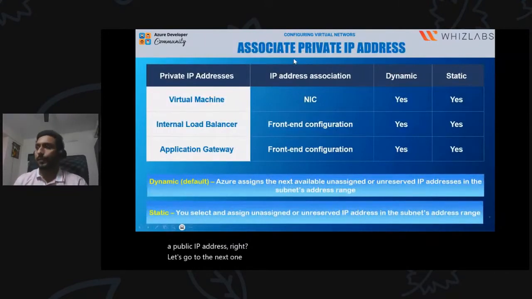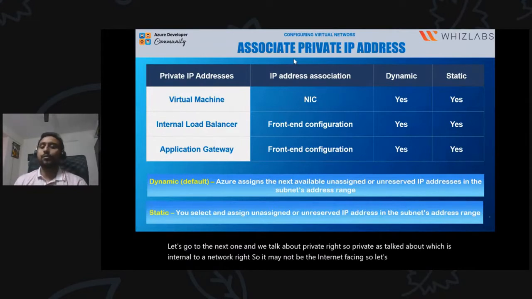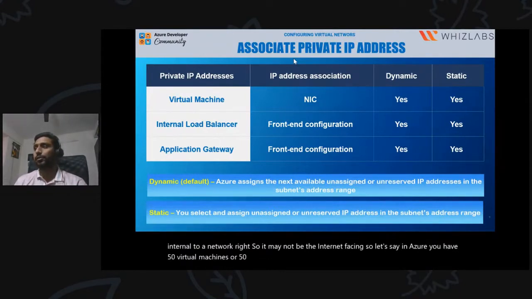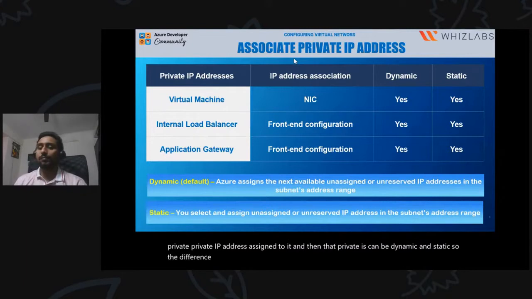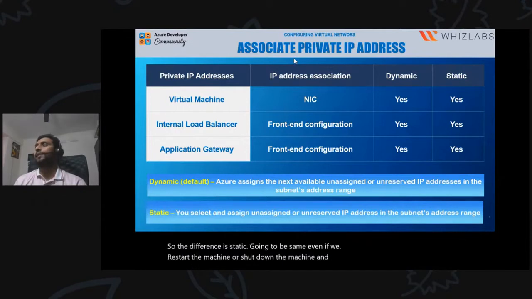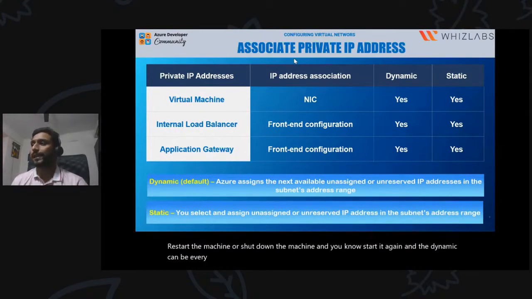Now let's look at the next one, and we talk about private, right? So private, as talked about, is internal to a network, so it need not be internet facing. So let's say in Azure you have 50 virtual machines or 50 resources, right? You want them to talk to each other, we can have a private IP address assigned to it, and that private address can be dynamic or static. The difference is static is going to be the same even if we restart or shut down the machine and start it again. And dynamic can be every time we detach it from the network and reattach it, it possibly gets a new IP address, right?